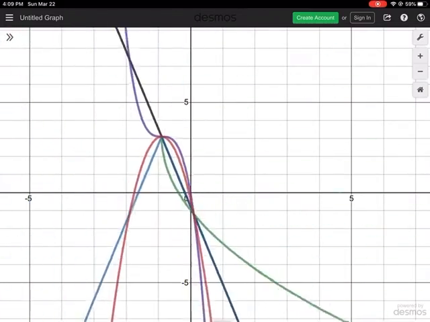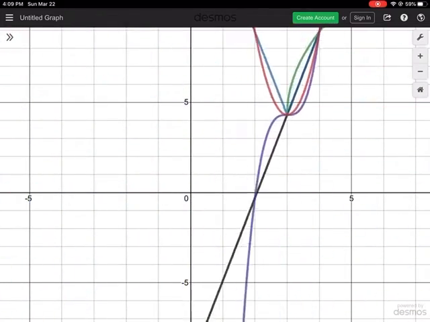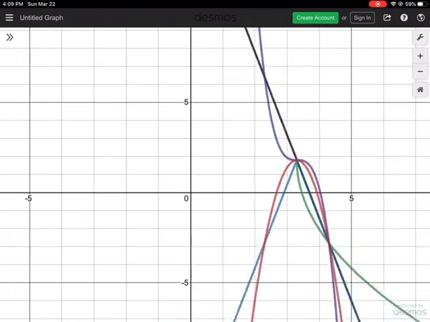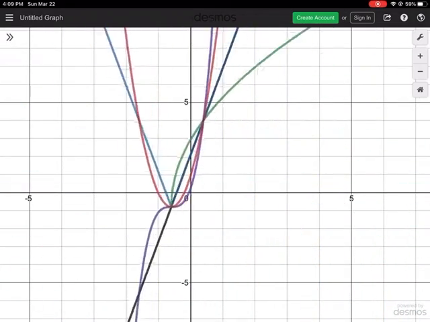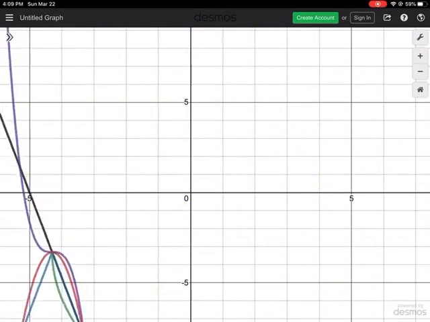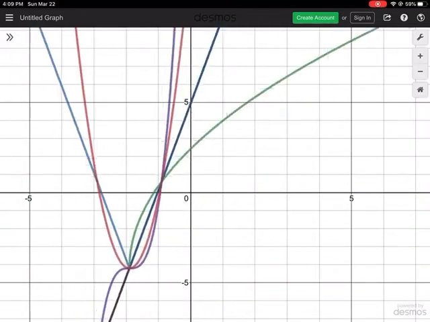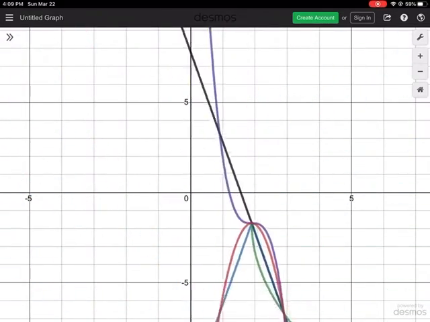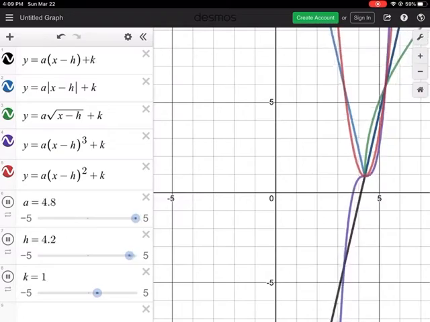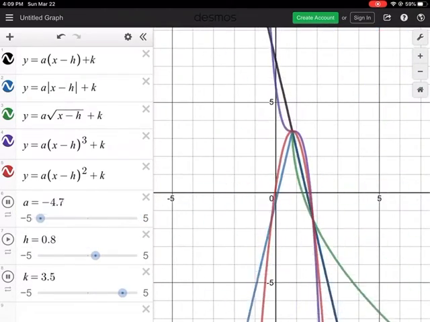These are for 10A, the types of graphs we're studying. These are all of our graphs on Desmos. I've put them in all at once, and now we'll have to try to figure out exactly what's going on. All right, let's see here. So those were all of our graphs.